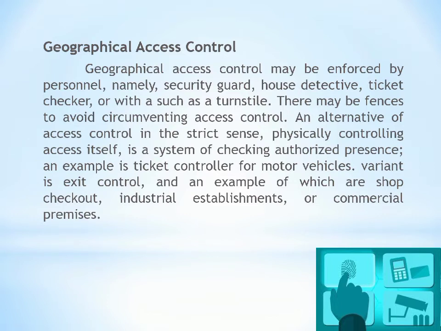Geographical access control may be enforced by personnel, namely security guard, house detective, ticket checker, or with a device such as a turnstile. There may be fences to avoid circumventing access control. An alternative to access control in the strict sense, physically controlling access itself, is a system of checking authorized presence. An example is a ticket controller for motor vehicles. A variant is exit control, an example of which are shop checkouts, industrial establishments or commercial premises.